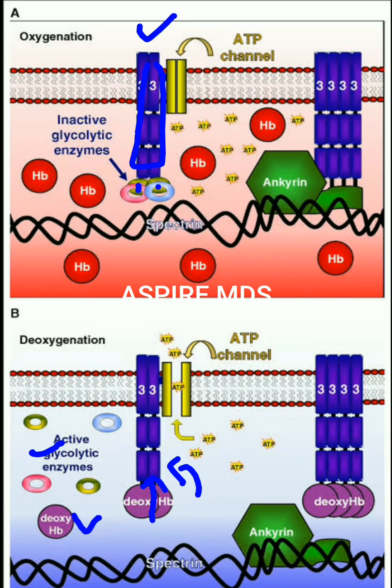And once these glycolytic enzymes are freed from the band 3 bond, they'll be converted into active glycolytic enzymes. So we can say in case of hypoxia, the band 3 releases the glycolytic enzymes to cause glycolysis within the RBC.